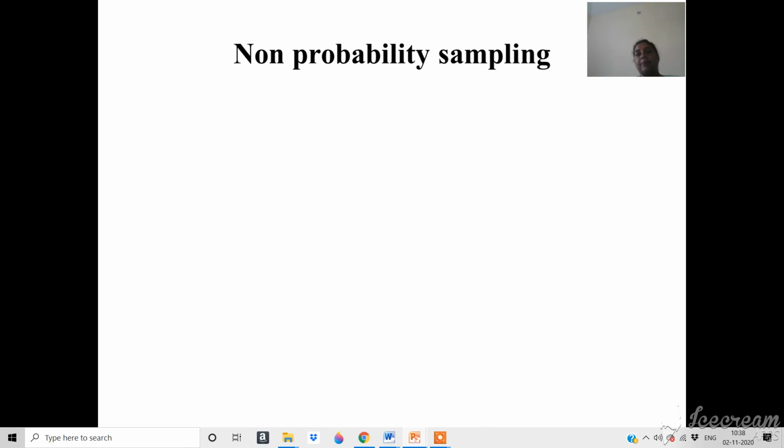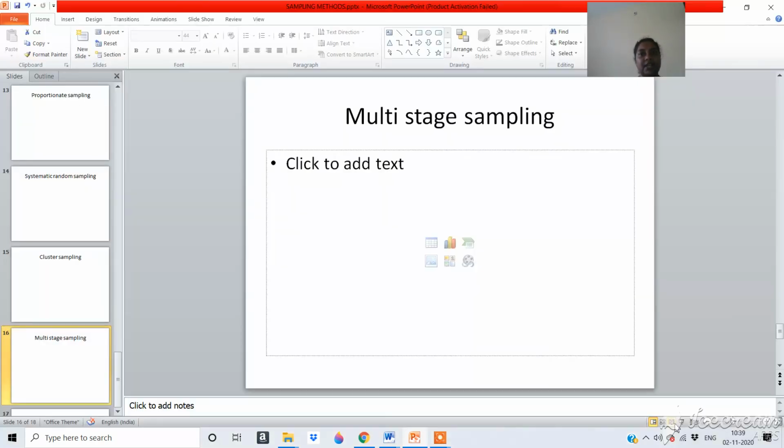The different types of probability sampling are simple random sampling, systematic random sampling, stratified random sampling, proportional sampling, and cluster sampling. Under cluster sampling itself, there are one-stage and two-stage cluster sampling, and then the multi-stage sampling technique. Each one has its own merits and demerits. Each method depends upon the type, the convenience and the objective of the study, and we can select accordingly.